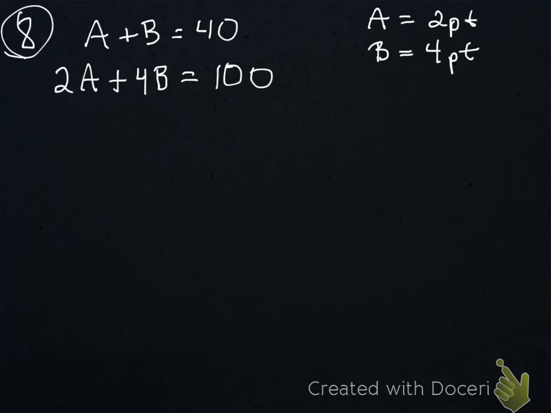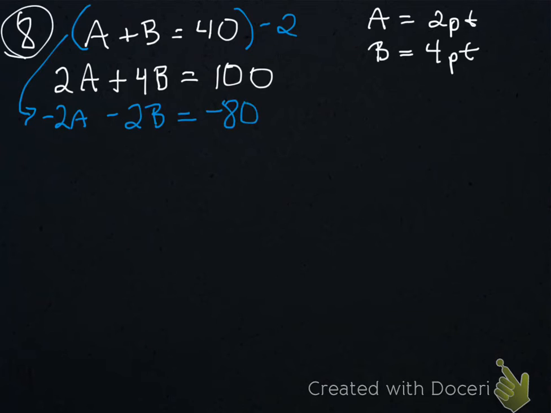Now we can determine how many question types there are. Which equation will we multiply by? Well, I'm going to multiply the top equation by -2 in order to eliminate the A's. I usually pick the smaller of the two coefficients just to make life a little easier. So I'd have -2A minus 2B equals -80. Let's see what we get. Well, the A's are gone. 4 minus 2 gives me 2, so I have 2B equals 20. So B equals 10.